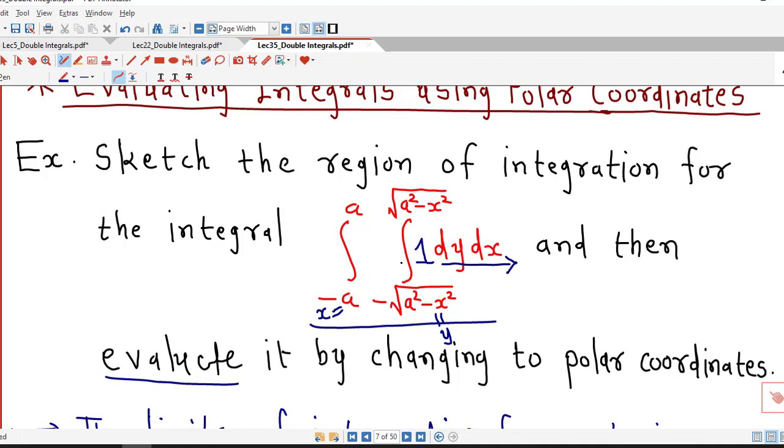So using these limits we will try to sketch the region of integration, and then we will convert Cartesian coordinates into polar coordinates, and we will find out the limits of polar coordinates, and then we will evaluate this integral in terms of polar coordinates. So first we write down the given limits.